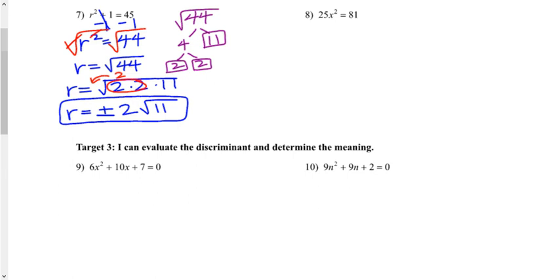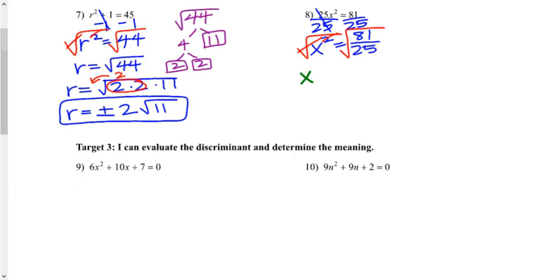All right, and then number 8. To get x squared by itself, I'm going to divide by 25. So I get x squared equals 81 over 25. Then I'm going to square root both sides, just like I was doing. And it's kind of like number 5, where I'm left with a fraction in the square root, but that's okay, because it's just going to be treated the same. I'm just going to take the square root of 81 and then the square root of 25.